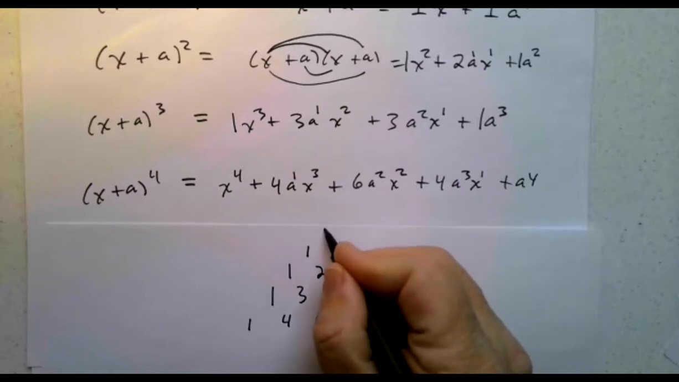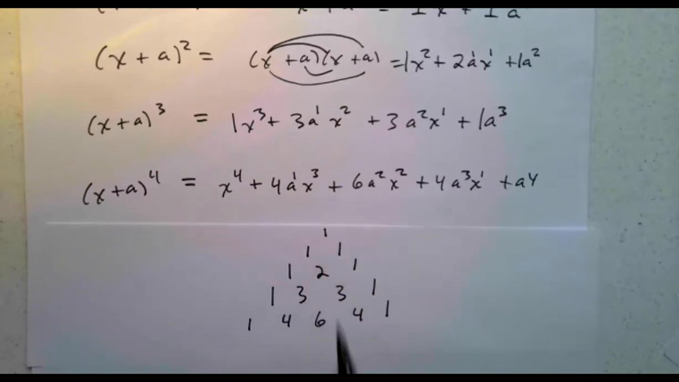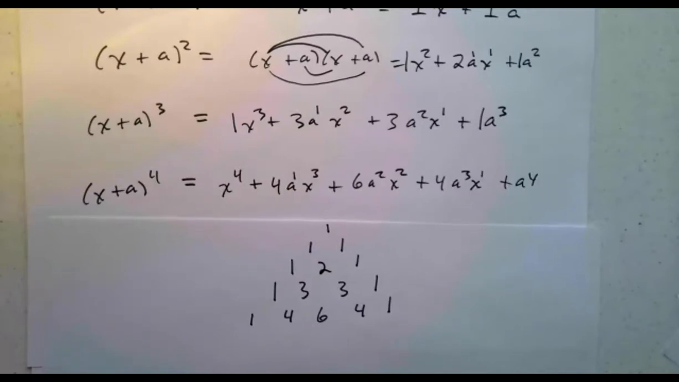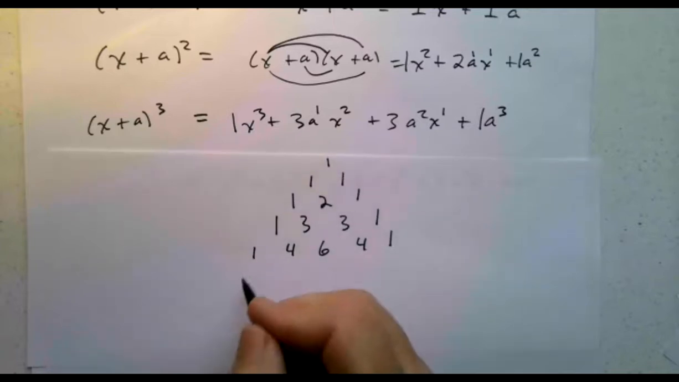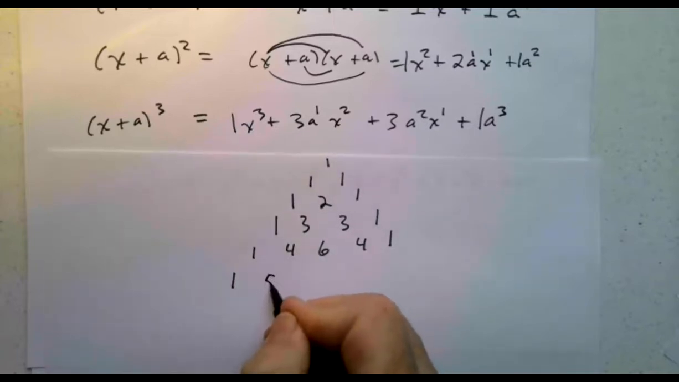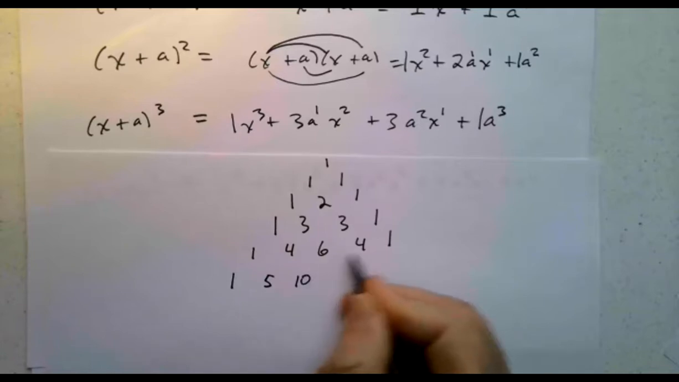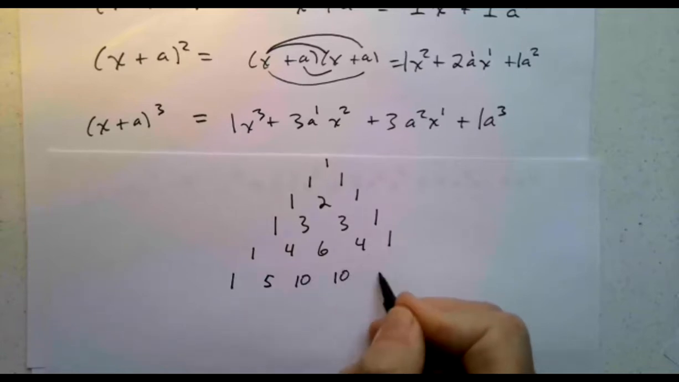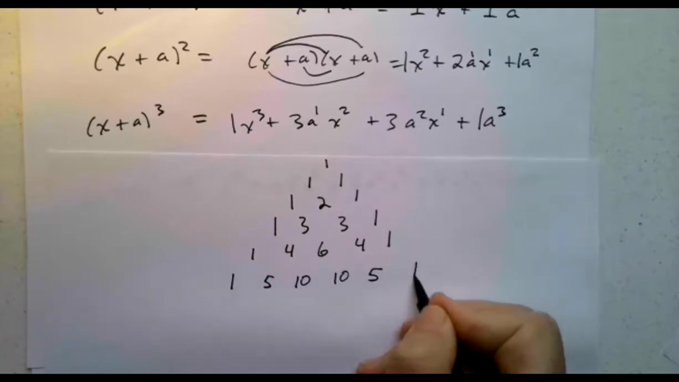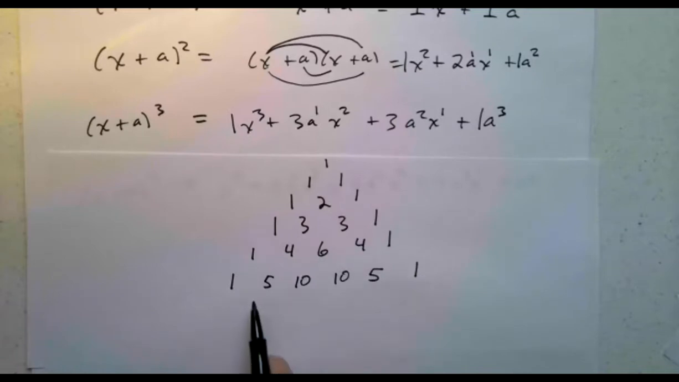If I put the 1 on top, you can see what the next row is going to have to be. Notice 1 plus 1 is 2, 1 plus 2 is 3, 2 plus 1 is 3, 1 plus 3 is 4, 3 plus 3 is 6, 3 plus 1 is 4. So if I wanted to create the next row in Pascal's triangle, it starts with a 1. 1 plus 4 is 5, 4 plus 6 is 10, 6 plus 4 is 10, 4 plus 1 is 5, and then there's a 1 on the back end. So my coefficients are 1, 5, 10, 10, 5, 1.